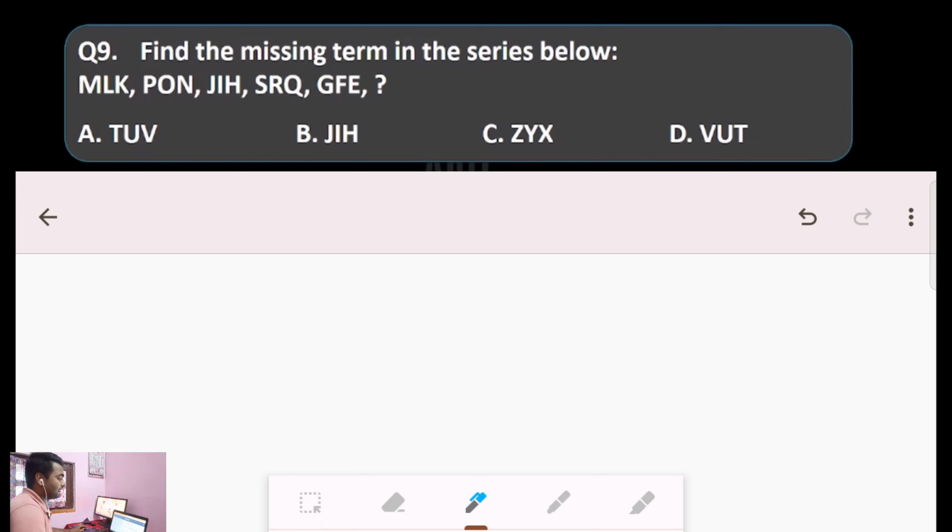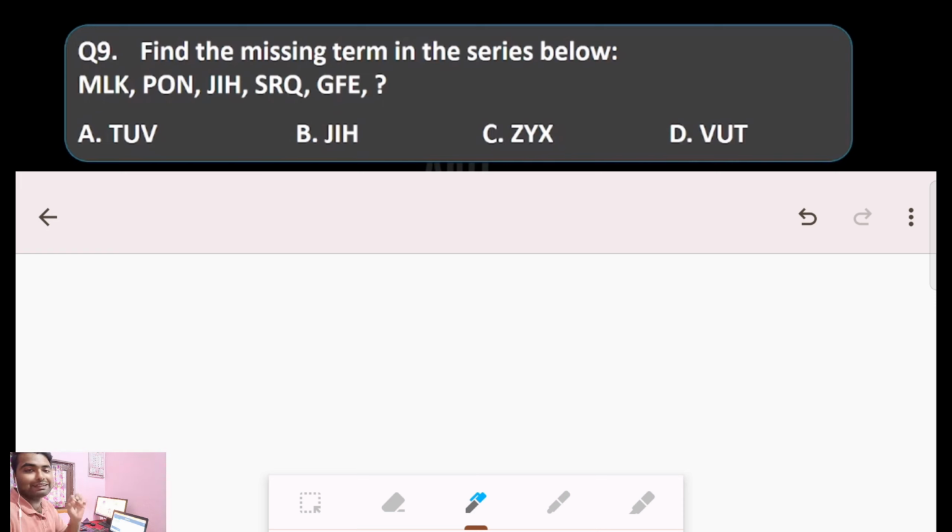This is a pretty tricky question. We have four options, MLK, PON, GIH, SQR, JFE, and we have to find the missing terms. I will reveal the answer later, but let's get back to the logic. If you see the last term, EFG, it is an alphabet, right? EFG, HIJ, KLM. EFG, HIJ, MLK.